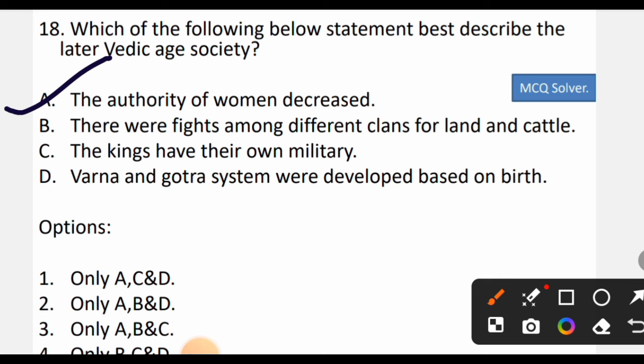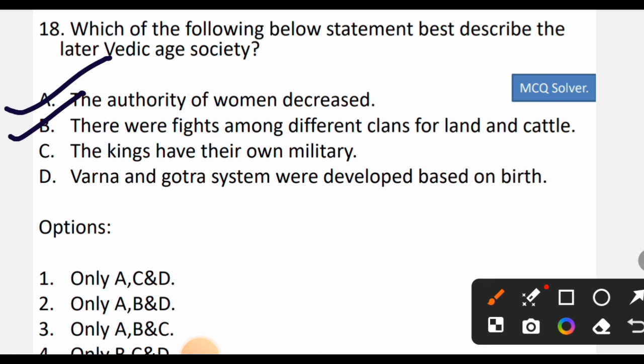When it comes to statement B, it is also correct. It says that there were fights among different clans for land and cattle. Cattle was the need of that period, and also to expand your own kingdom you need to conquer more land. So B is the correct option.